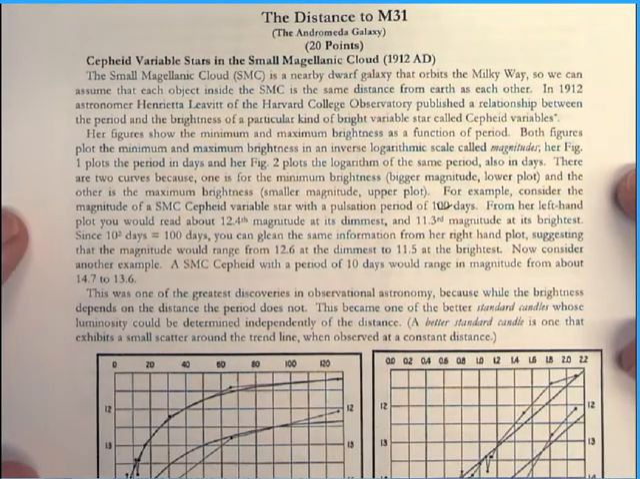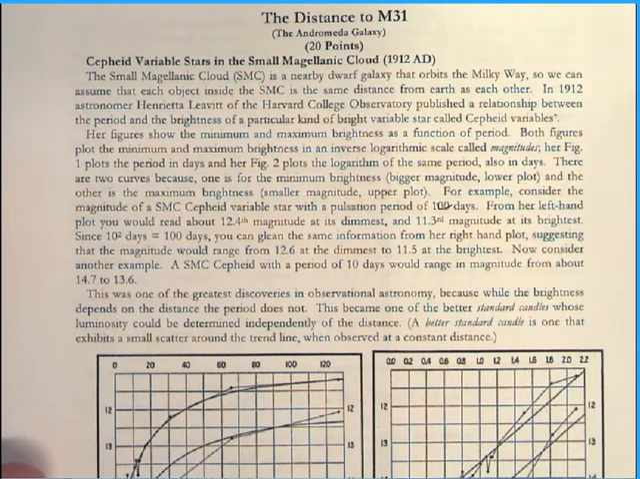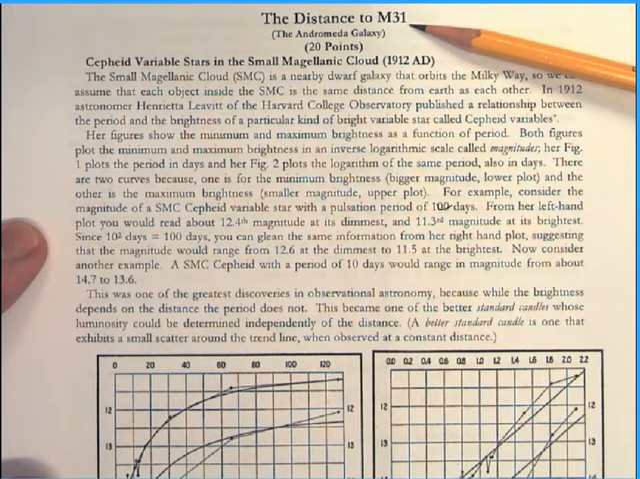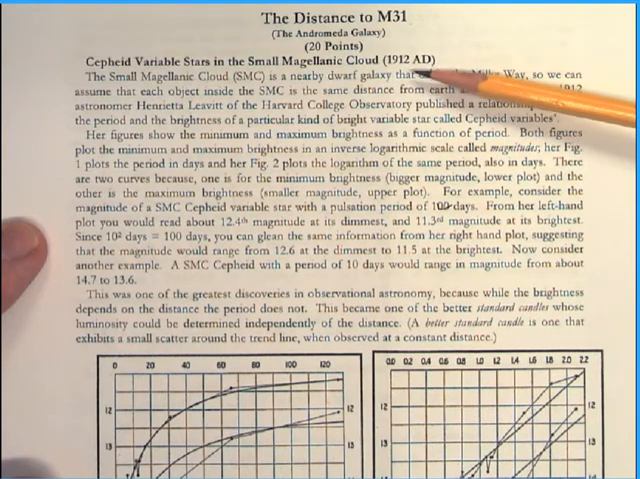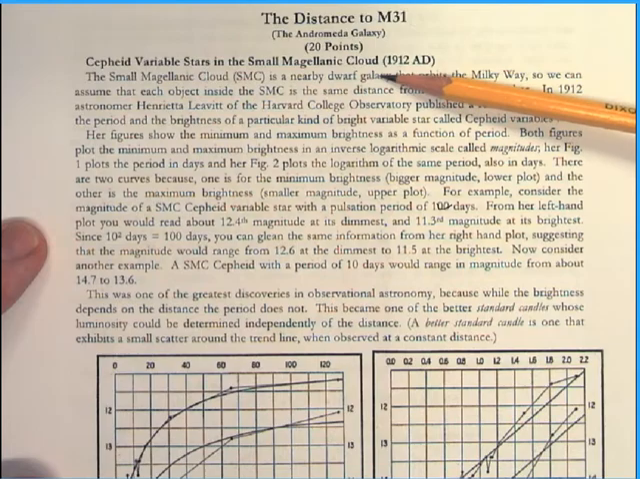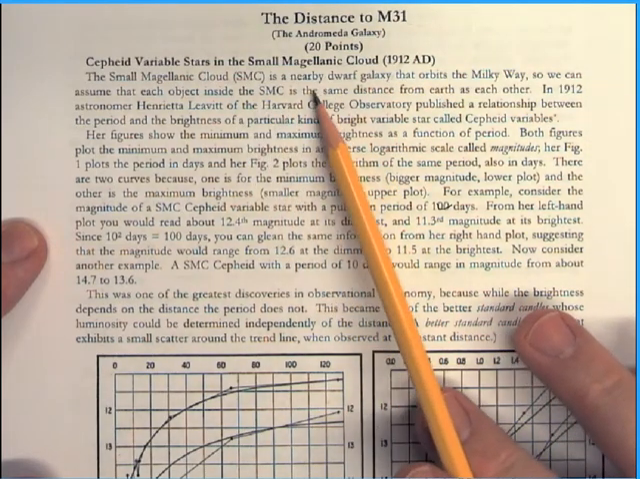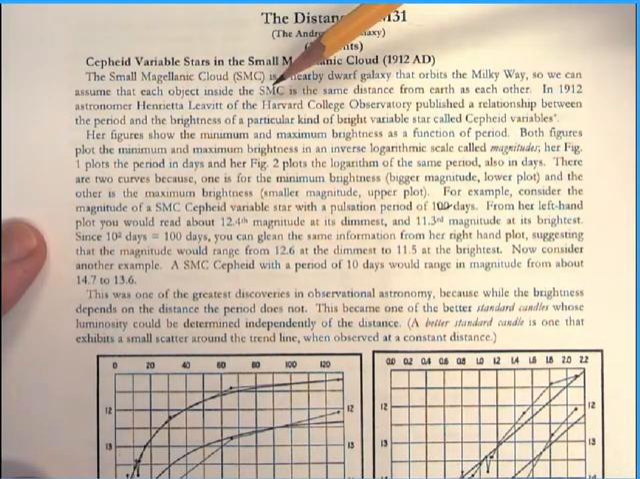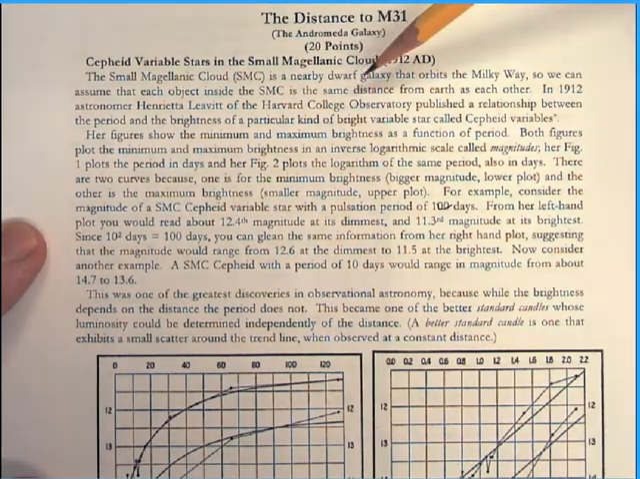Now, the first part of this sheet is about the work that Henrietta Leavitt did. It's needed in order to understand how to find the distance to M31, but this first part is not about M31. It's about a much closer galaxy called the Small Magellanic Cloud. And here it describes what it is. The Small Magellanic Cloud is a nearby dwarf galaxy that orbits the Milky Way, so we can assume that each object inside the Small Magellanic Cloud is the same distance from Earth as each other.